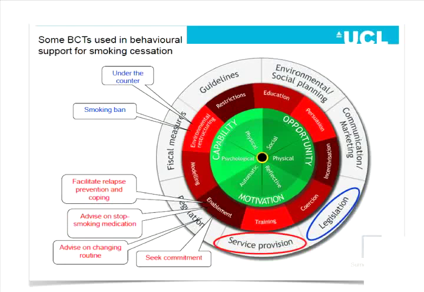On the other hand, there's a variety of enablement functions that can happen. So facilitating relapse prevention and coping by providing support groups, for example. Advising on stop smoking medication so that people can control these automatic motivation aspects. Advising on changing routines to set up new habits so you don't hang around smokers or engage in behaviors that might be associated with smoking. And then seek a commitment. This gets at social identity, beliefs about capabilities, and the enablement function.